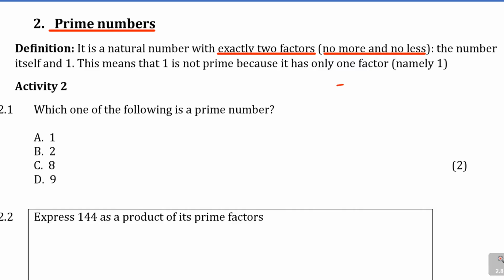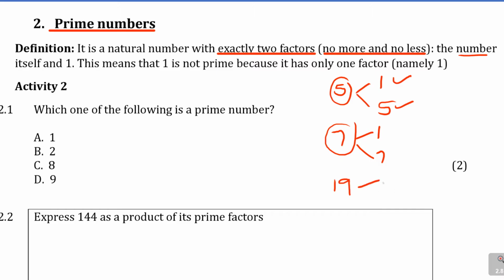The common one is 5. Think of 5 as a number. Now, what are the factors of 5? It's 1 and 5. So that's why they say it has only two factors: the number itself, which is 5, as well as 1. I can give you another one, 7. What are the factors of 7? It's 1 and 7. No other factor, meaning there is no other number that can go into 7 except 1 and 7. You can bring other examples. Even if I bring you 19, what are the factors of 19? It's only 1 and 19 itself. So all these are prime numbers.